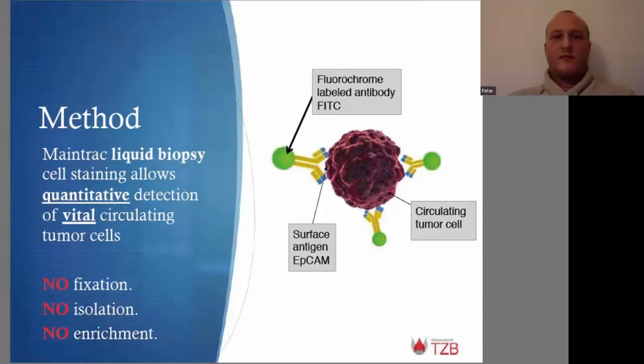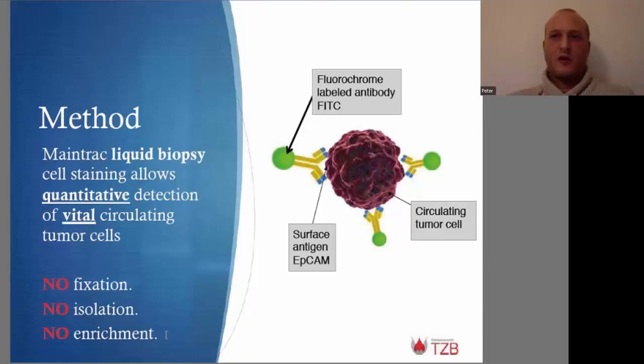That means we have a quantitative detection of vital circulating tumor cells. We don't need a fixation, we don't need any isolation, and we don't need any enrichment, because fixation, isolation, or enrichment all mean a very huge loss of cells.